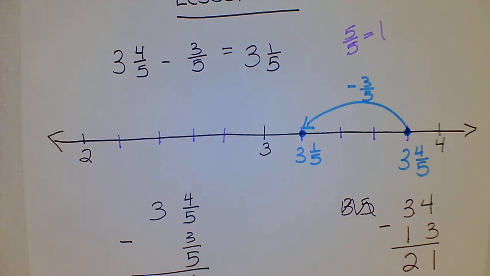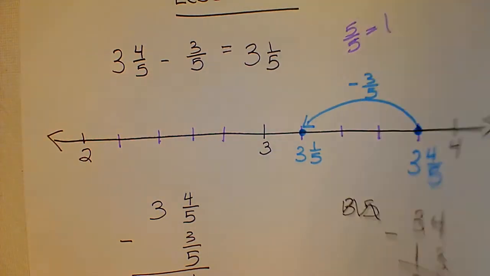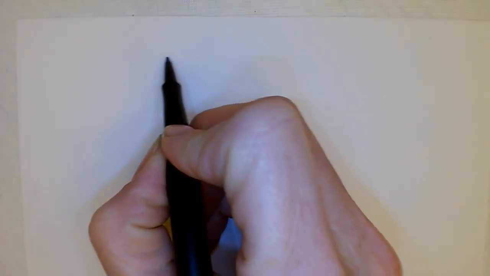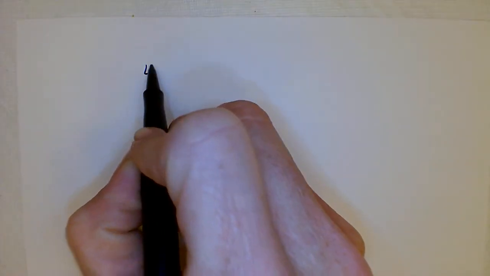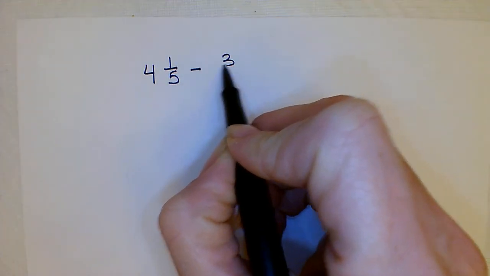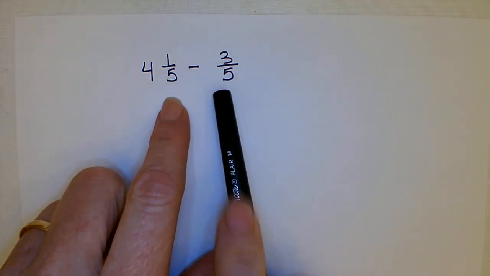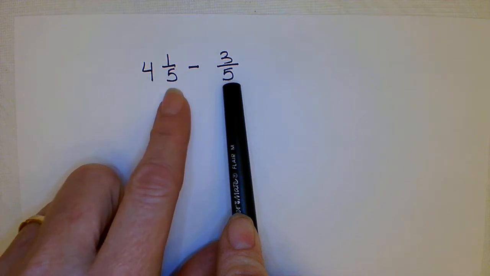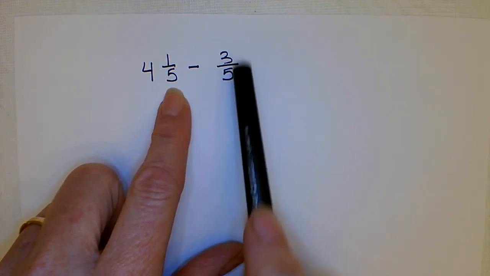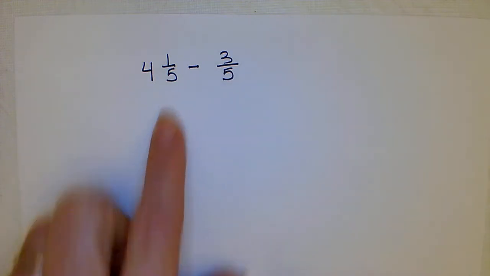So let's go ahead and let's take a look at another problem. So this one's going to be a little different, and you'll see why in 1 second. So let's say that we were doing 4 1/5 minus 3/5. So now if you look at this straight off the bat, you can see that I only have 1/5 and I cannot subtract 3/5 from that. I can't just say, oh, 1/5 minus 3/5. It's not going to work.